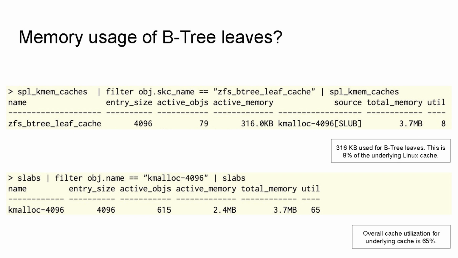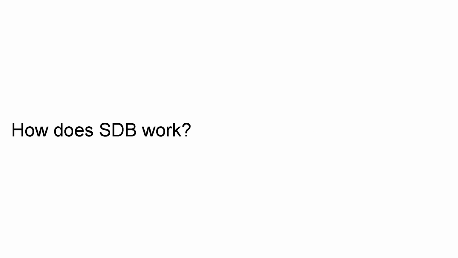It's backed by a Linux slab cache named kmalloc-4096, whose total memory is 3.7 megabytes, and is utilizing basically 8% of that cache. And you can actually just break out of that and ask more questions. Okay, like what does the actual cache look like? And we have the slabs command, which is basically SPL kmem caches, but for the Linux kernel. And you can look up that cache and you can see, okay, the actual cache utilization is 65%. It's just that B-trees just take 8 out of these 65.